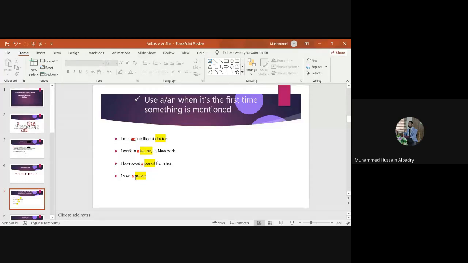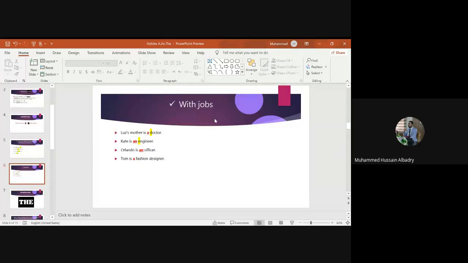When you meet your friend, for example, you talk about yesterday. You tell him that yesterday I watched a movie. I borrowed a pencil, for example. I have a car. I have a book. I have a banana. You see, we use a or an for the first time because it is indefinite.